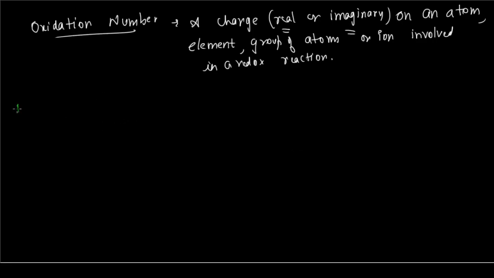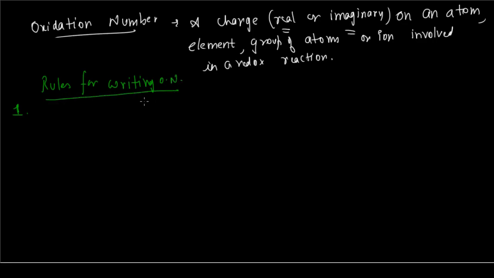Let's just list down the rules. Very simple rules, right? The first rule, so rules for writing oxidation number, right? Very simple rules, to the point, clear and concise.